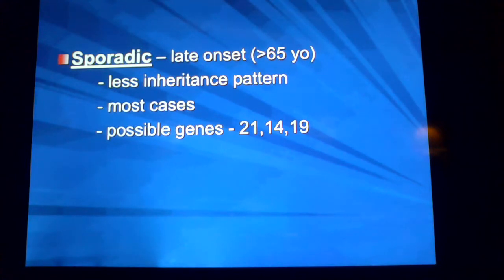The sporadic type is after age 65 and has less of an inheritance pattern. Again, these are most cases because this is an illness of older people. Possible genes here are 21, 14, and 19. So there's a genetic component here. As I've said many times, all these disorders are a combination of genetics and the environment.